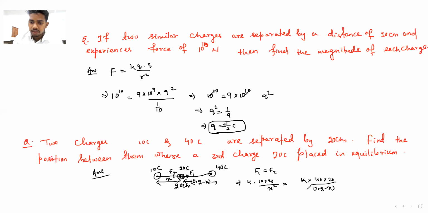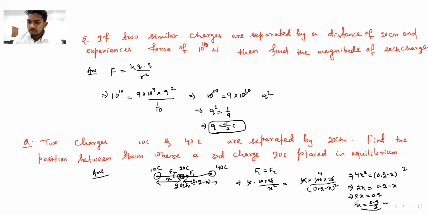After cancelling, 20 will be cancelled, and 40 by 10 will be 4. So by simplifying you will get 4x square equal to (0.2 minus x) whole square, and you will get 2x equal to 0.2 minus x. So 3x is 0.2, so you can find the x value is 0.2 by 3 meter. Okay, so according to the options you have to choose the correct answer.